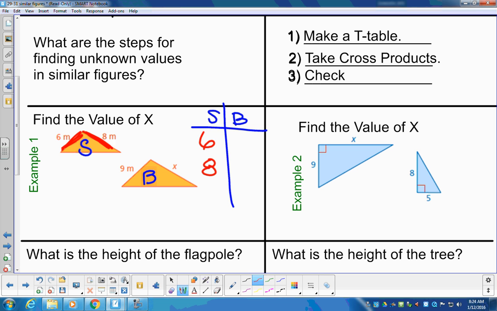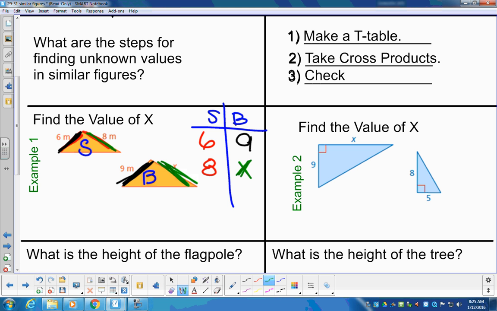Yep. So we next have this terminology called corresponding. Corresponding, hopefully you heard in 6th grade, means it's in the same position. So a 6 in the small is in the same position as a 9 in the big. 6 and 9, same spot. It's called corresponding parts. Hopefully you recall that. Over here then, 8 is in the same position as X. 8 and X in the same position. Questions on where we got those numbers from, the setup, corresponding? Antoine? Would it matter if you put like the 6 on the bottom and the 9 on the bottom?